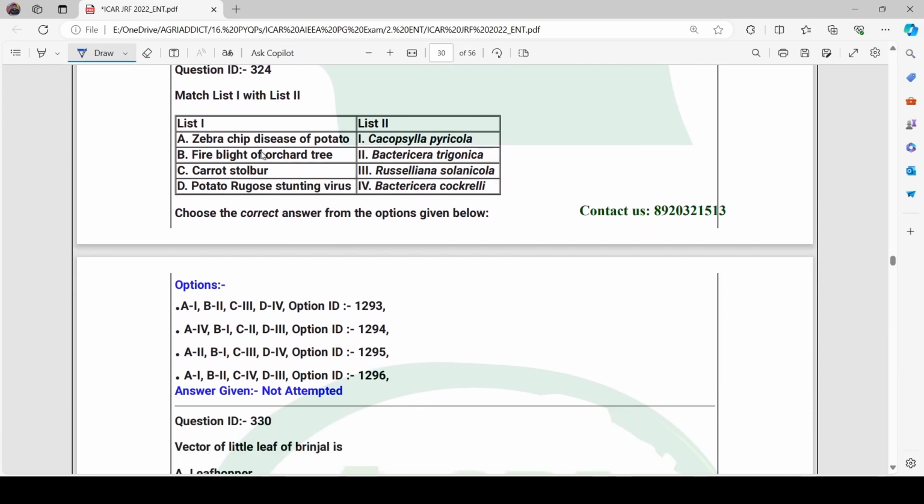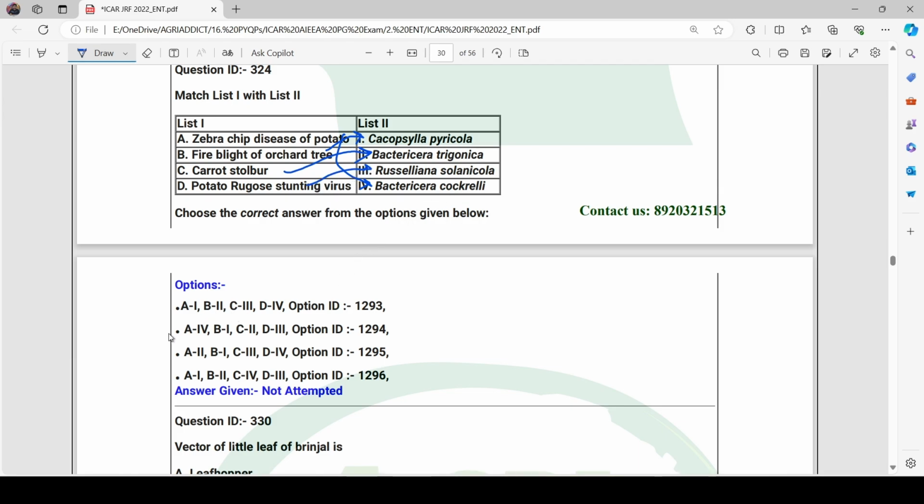The next question is actually the toughest question of the year 2022. Several diseases and their causal organisms are given. You have to match them correctly, and this is the toughest question of that year. First is the zebra chip disease of potato, by Bactericera cockerelli. Then fire blight of orchard tree, it is Cacopsylla pyricola. Then carrot stolver, it is by Bactericera trigonica. And potato rugose stunting virus, it is Russelliana solanicola.